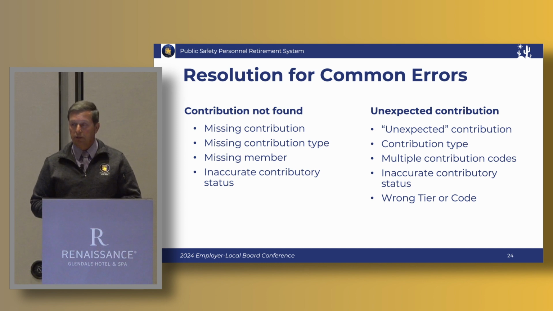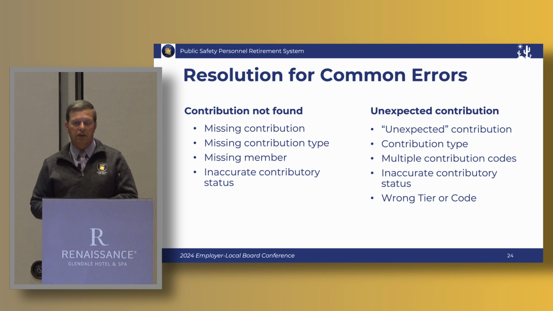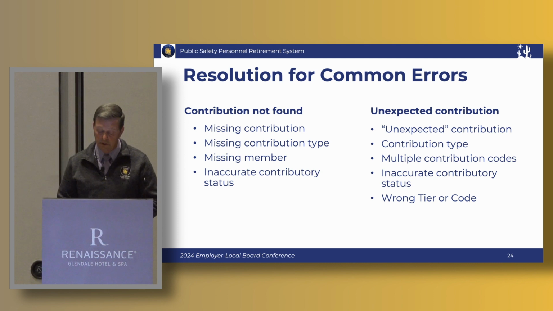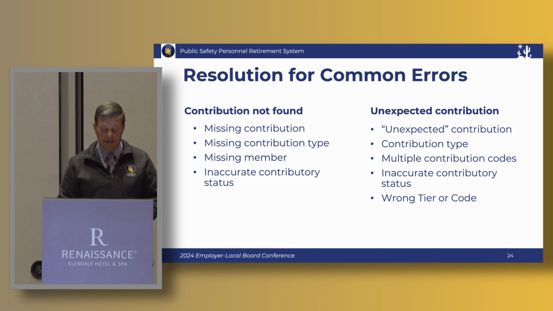Unexpected contributions, you refer to, of course, unexpected contributions for that member. They shouldn't be sending in any contributions. Maybe they haven't reached their 91st day yet, or you have them in leave without pay and forgot to update that demographic status, the employment status itself. Just move it back to hired again, and then your file will be able to go through from there. Multiple contribution codes for one individual, you'll need to make sure that they're all accurate. And then the wrong tier or code assigned to that individual.